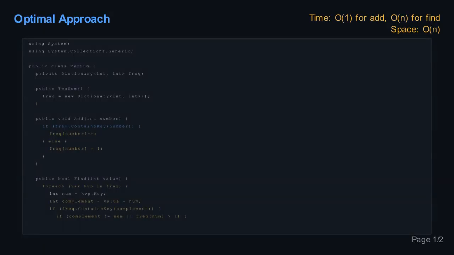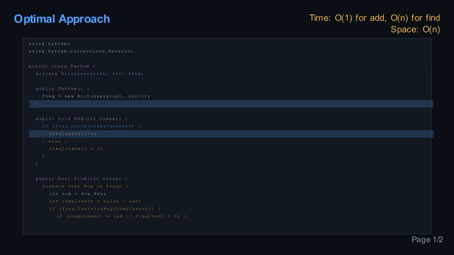The key insight is to record how many times each value appears. Then for a target we only need to see if the complement exists. We declare a dictionary that maps a number to its frequency. When add is called we increment the count for that number, creating a new entry if it isn't there yet.